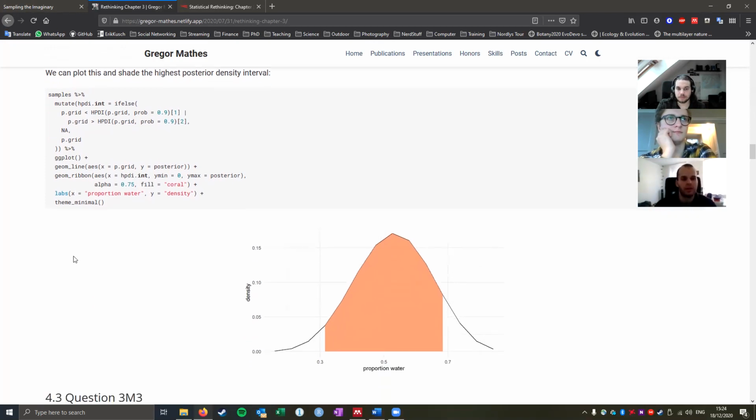And the next thing is just plotting this and highlighting the HPDI. So the HPDI in the plot is the red area. I think it's really cool that you plotted this. It makes it easier to visualize. Yeah, no, this is great. Really, really well done. I like this.